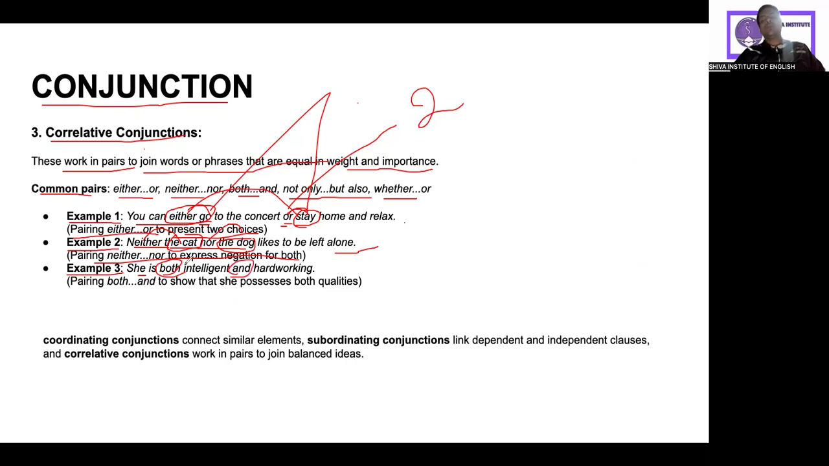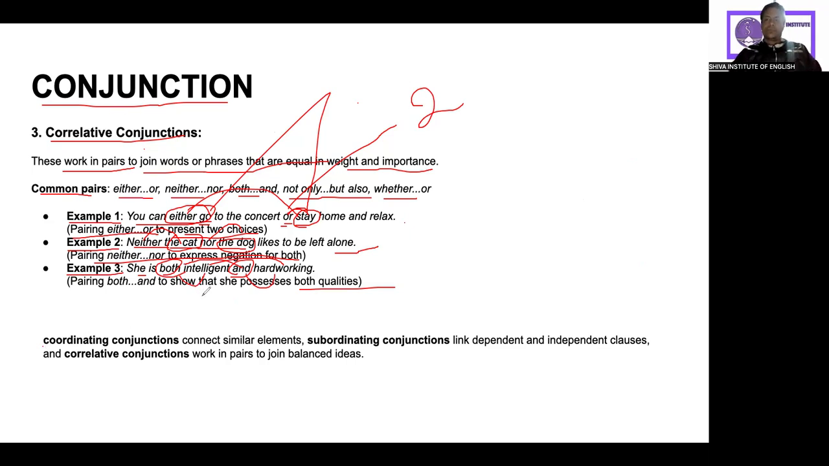Then the third example: she is both intelligent and hardworking. When I say both...and, that is another pair conjunction, used before intelligent and hardworking. Both...and shows that she possesses both qualities. What are the two qualities? Intelligent and hardworking, isn't it? So you can understand this.